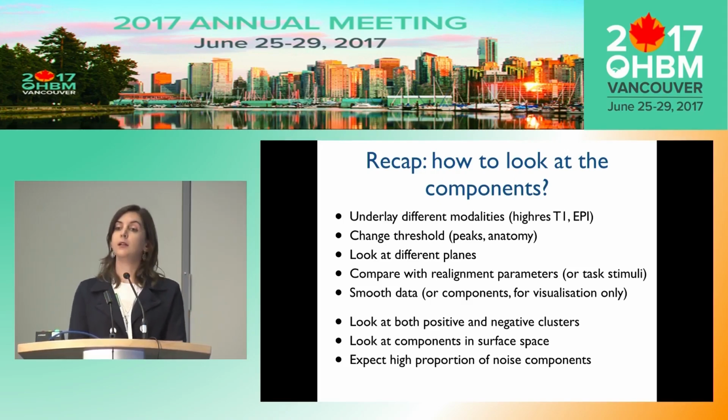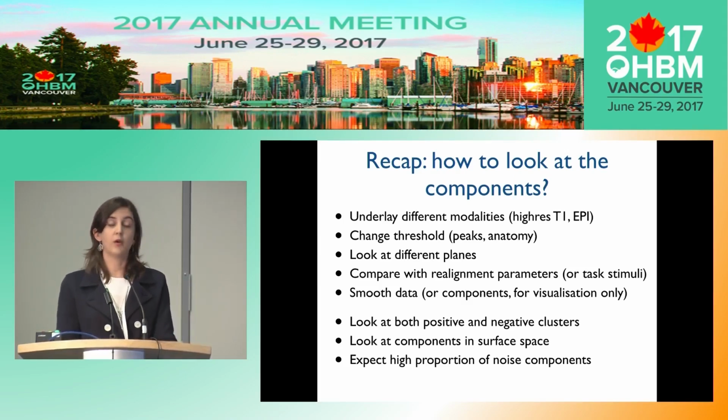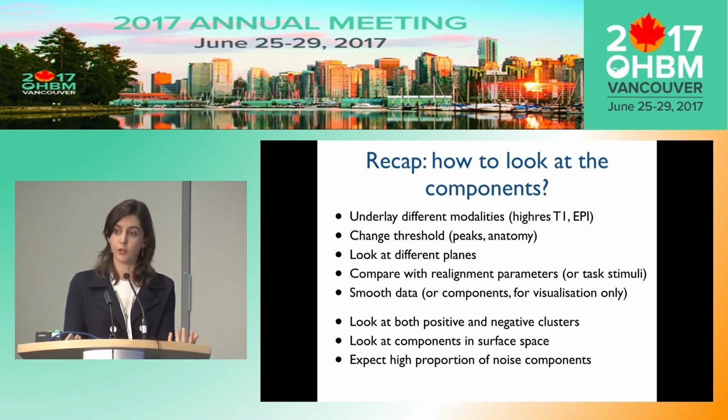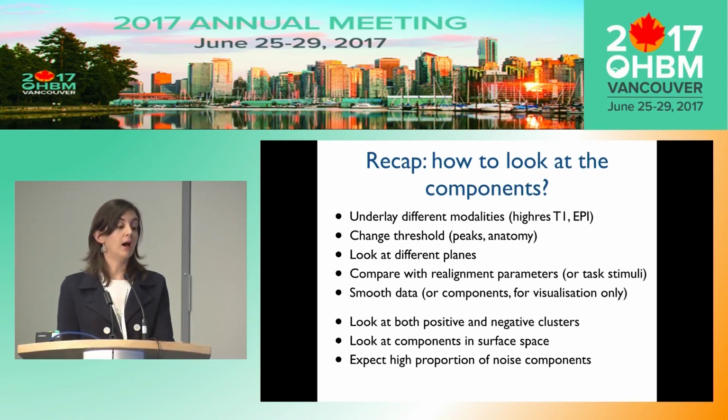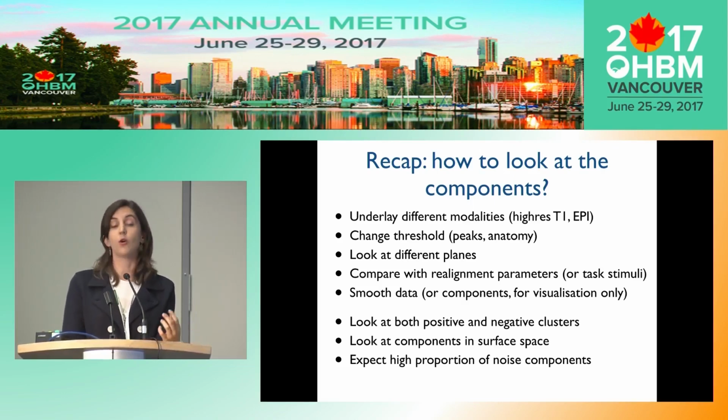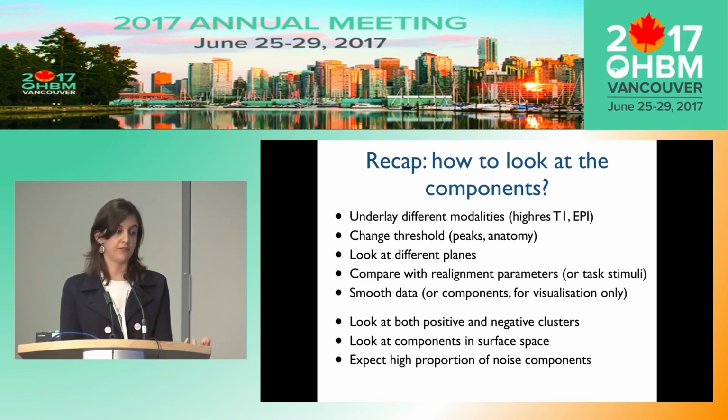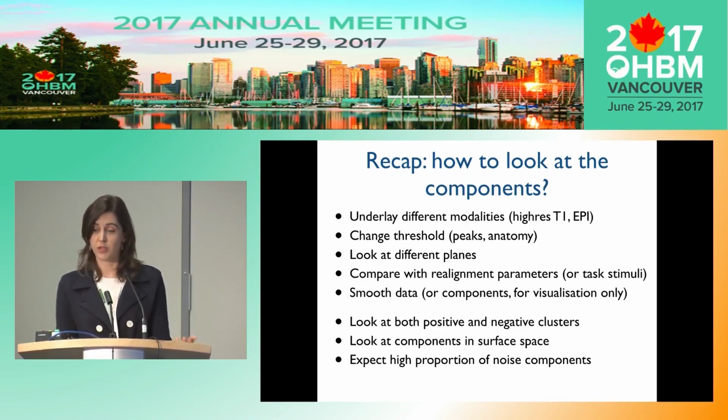A lot of people prefer to look at components in surface space. This is good if you have high-resolution data and if you did all your pre-processing in surface space. If you did it in volumetric space, or if your resolution is low and you are just projecting the data onto the surface, it probably doesn't add much value. In general, expect a high proportion of noise components over signal components. Usually, I would say even 80% or more of the components you extract are motion. Not motion, but noise in general.